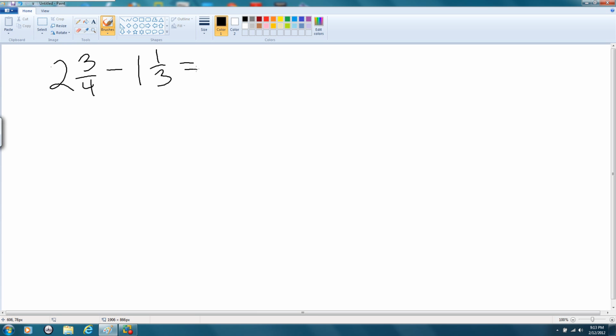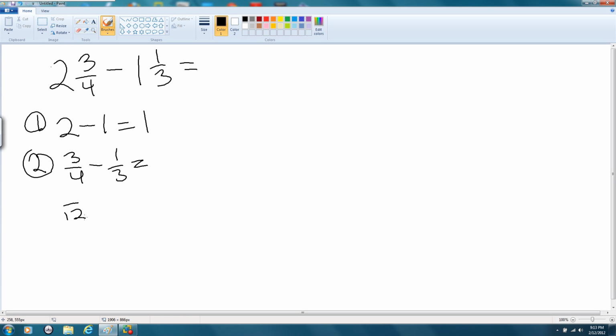We could do the whole numbers and fractions separately. So the first part would be 2 minus 1 is equal to 1. And then the second part is going to be 3/4 minus 1/3. We're going to get a common denominator, and that's 12ths. Multiply top and bottom by 3, and we're going to get 9/12 minus, here, multiply top and bottom of 1/3 by 4, and we're going to get 4/12, and we get 5/12.